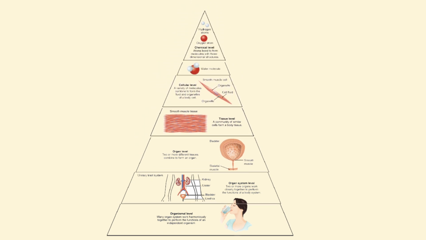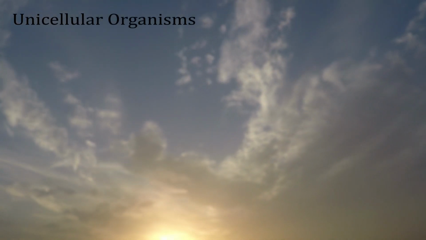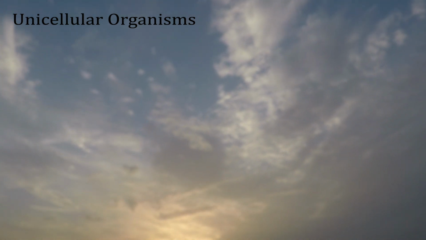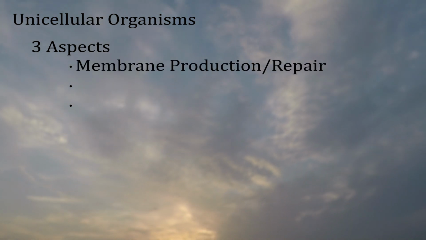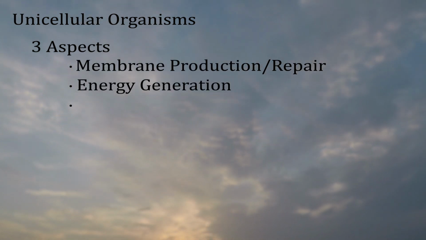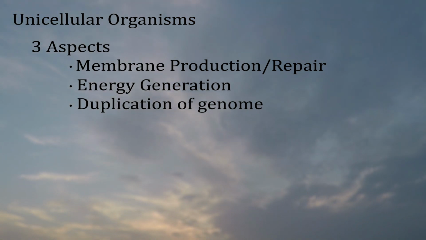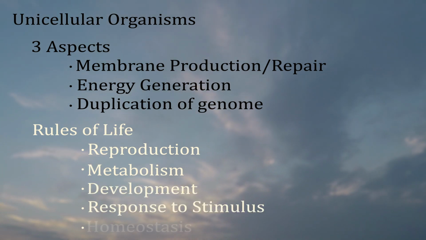On planet Dianthos, the first systems were a lower level than that of cells. Above Informe, in the stages of complexity, cells can be found. Unicellular organisms were the first to conduct the chemical operations within the confines of a wall or membrane. Cells require 3 aspects to be considered true cells: membrane production or repair, energy generation, and duplication of DNA and RNA. This satisfies the rules of life: reproduction, metabolism, development, response, and homeostasis.